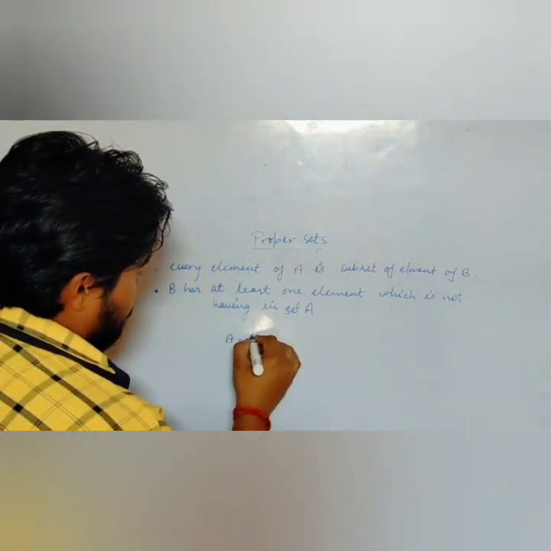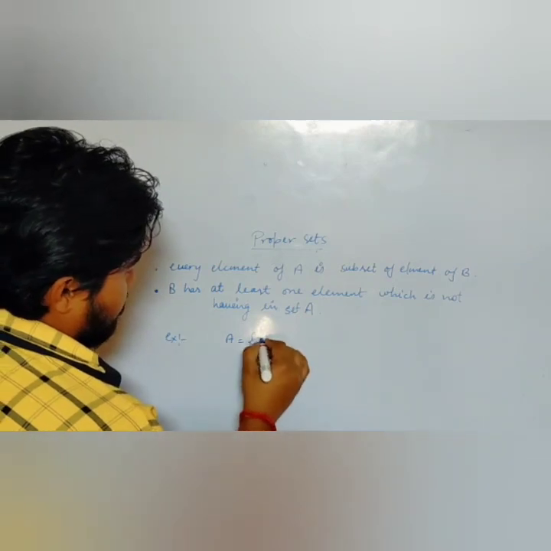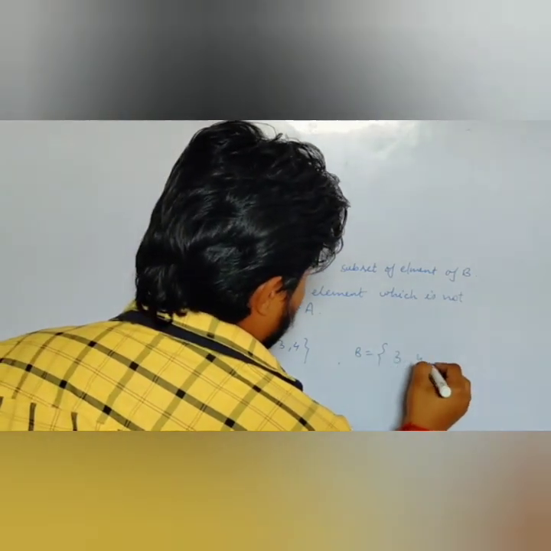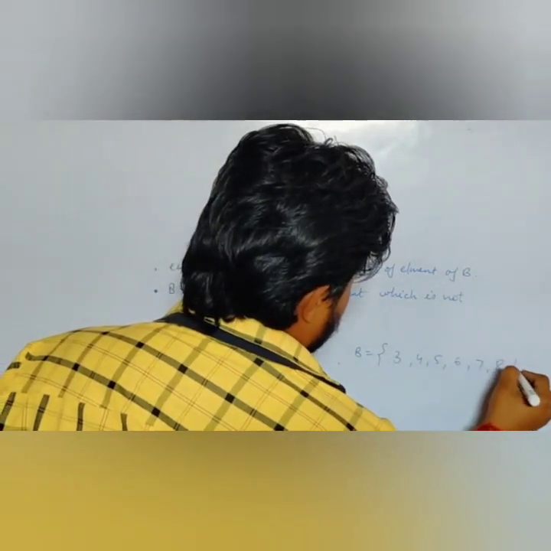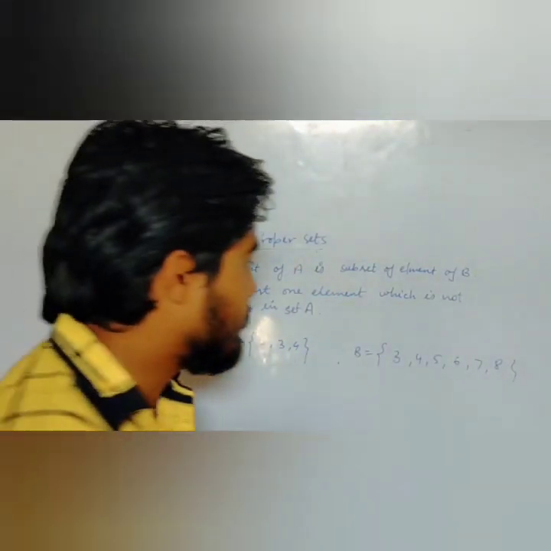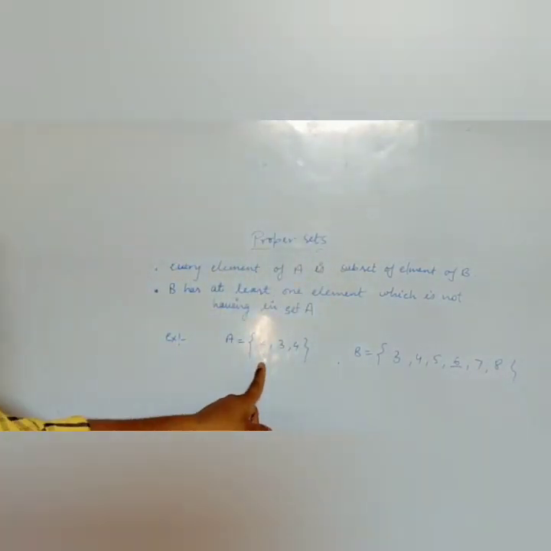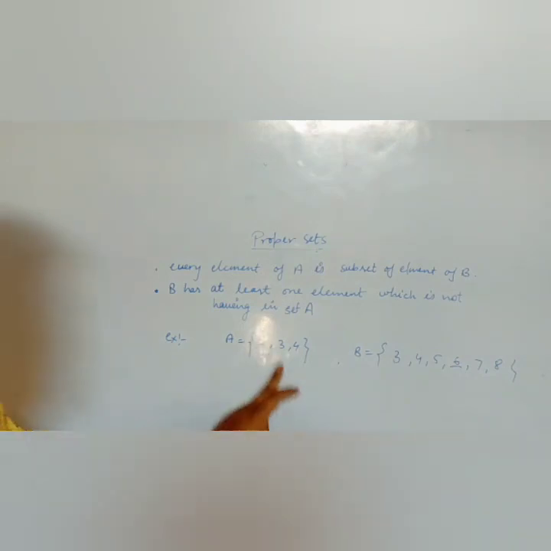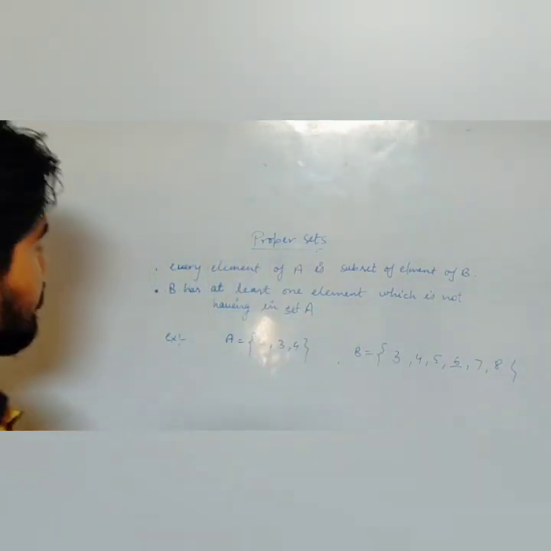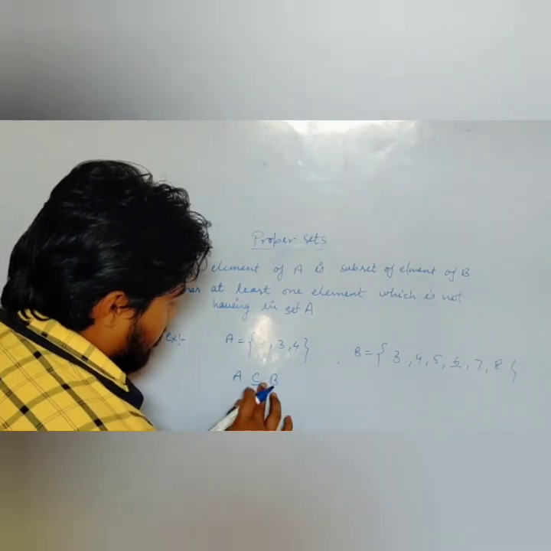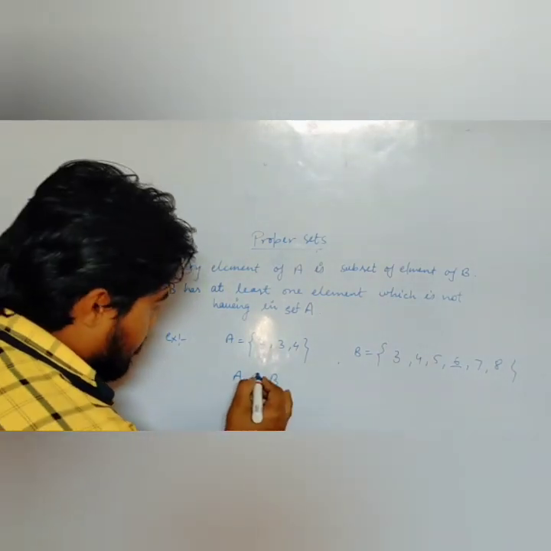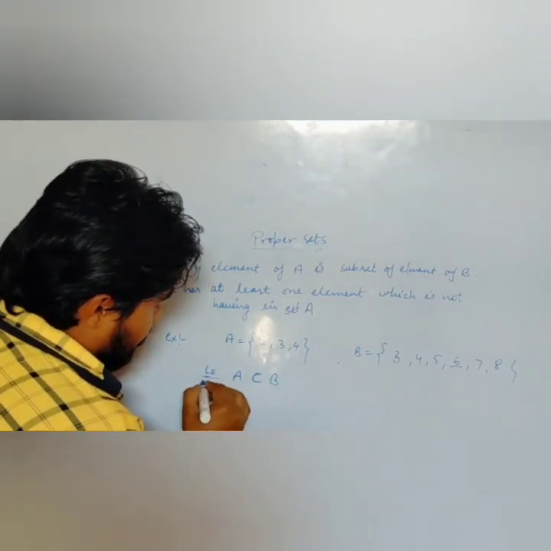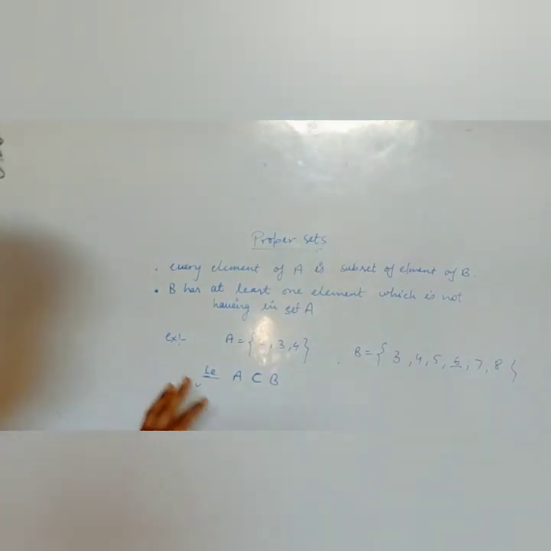So for example, A is 2, 3 and 4, and B is 2, 3, 4, 5, 6, 7, 8. So there are so many elements. 6 in this case is not coming in the set of A, and 7 is not coming in the set of A. So this is a proper set. So A is a subset. No, it is a proper set only. This is the indication of this. This is the proper set. I hope you will understand this topic.